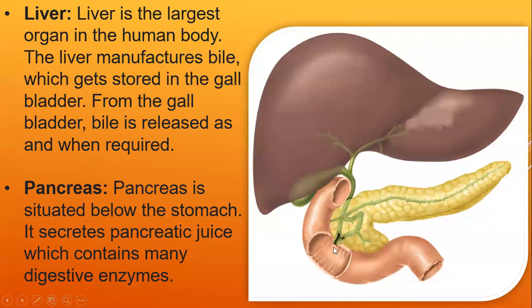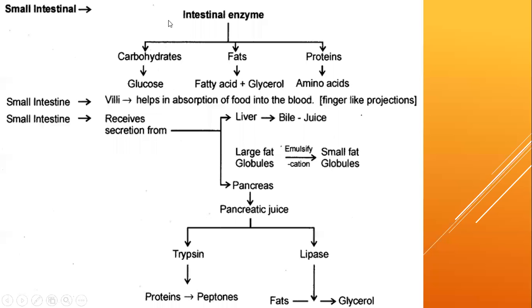The pancreas is the next structure that we have learned. It's a leaf-like structure located just below the stomach. It secretes the pancreatic juice that contains many enzymes. All these we have learned. The finger-like projections in the small intestine are known as villi. Exactly, villi.